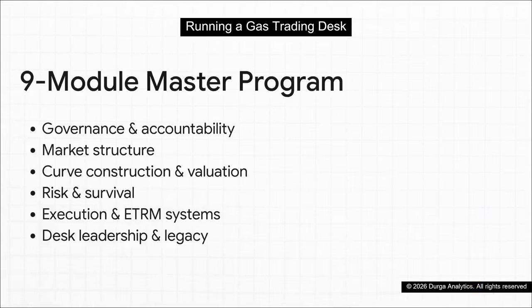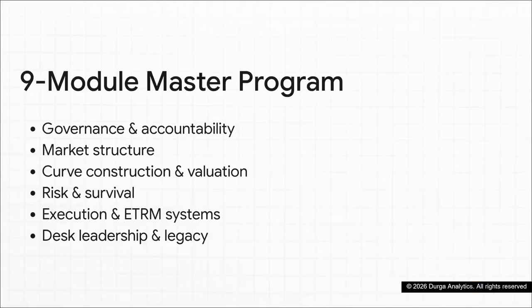Real quick, just to anchor us in the wider Natural Gas Trading Desk Master Program, we are on a perfectly sequenced journey across 9 modules and 120 chapters. We started right here with governance, and as we push forward, we're going to tackle market structure, playbooks, valuation, risk, execution, ETRM systems, regulation, and all the way through to desk legacy. And remember, every single module is built around real markets, real numbers, and verified arithmetic.